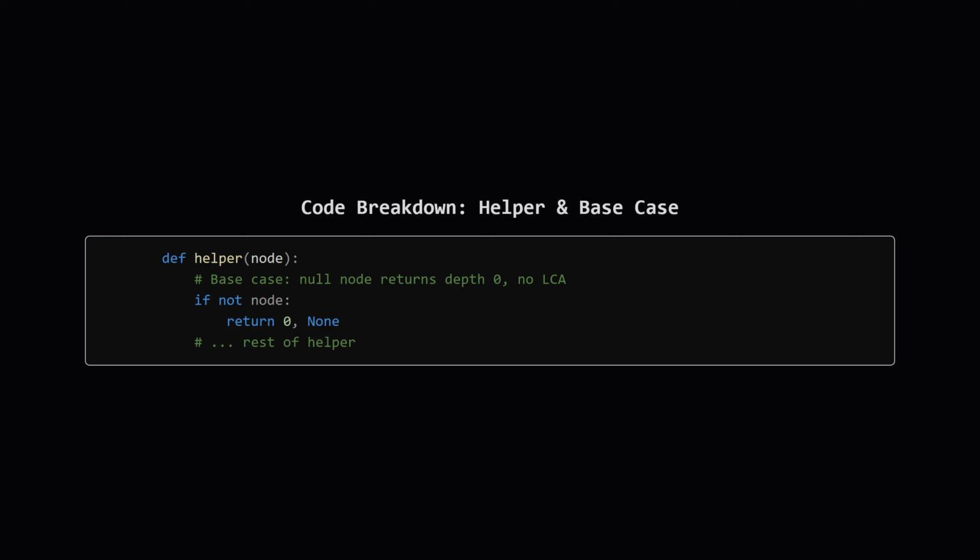First, let's look at the start of the helper function. It takes a node as input. The very first thing it checks is the base case, if not node. If the node is null, or None in Python, it means we've gone past a leaf. As we discussed, it returns a pair, 0 for the depth, and None for the LCA node.